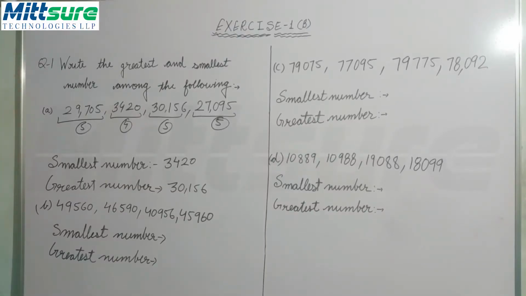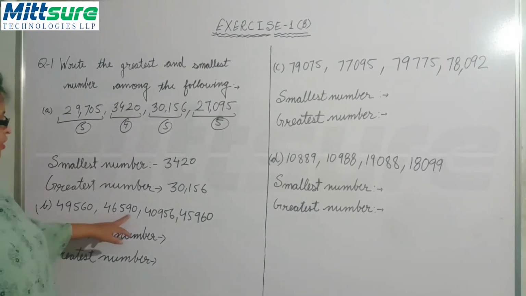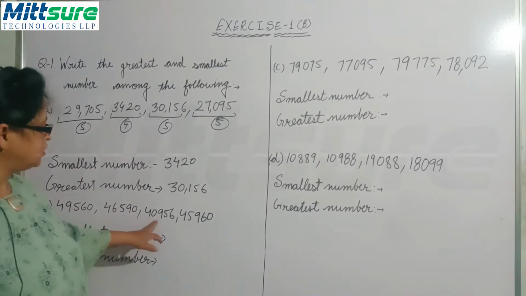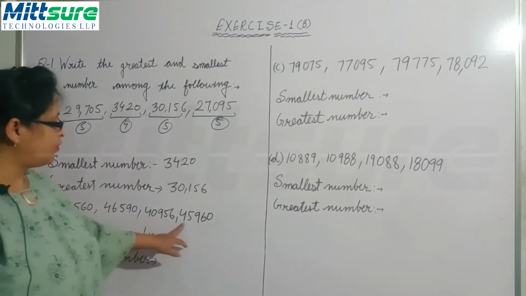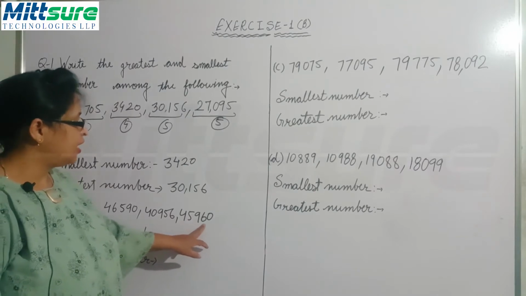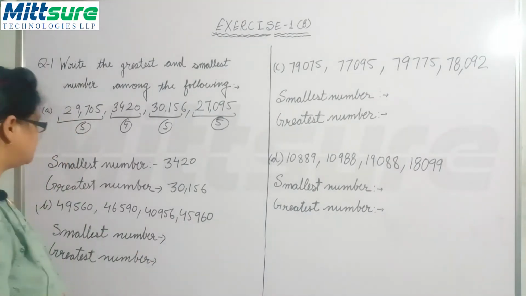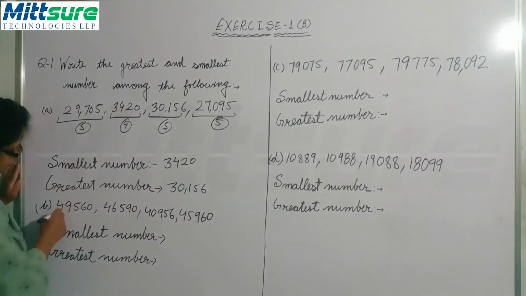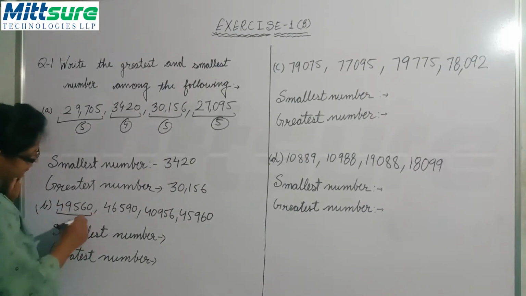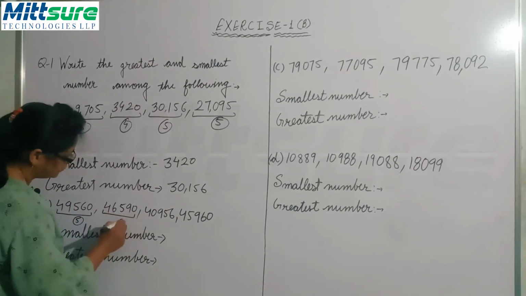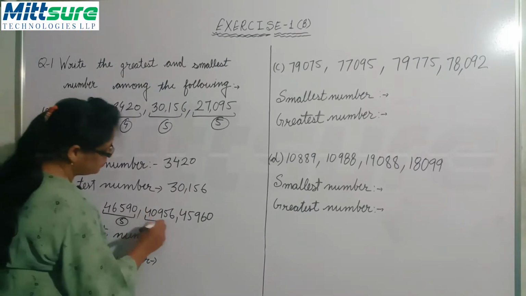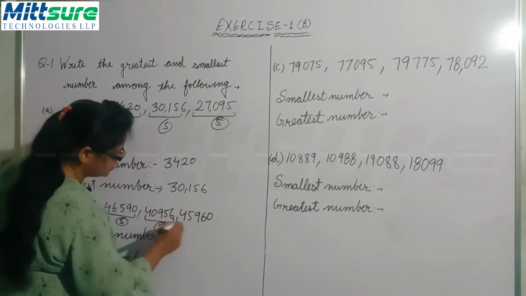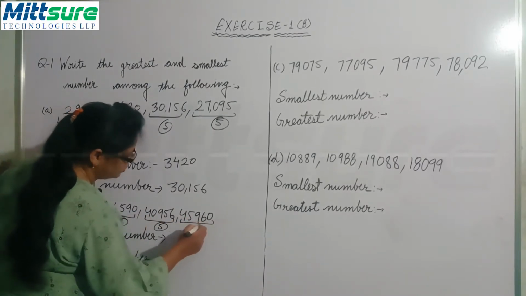The next one, that is B. This is 49,560, 46,590, 40,956 and 45,960. Now we are observing this number is having 5 digits. This number is also having 5 digits, this number is also having 5 digits and this number is also having 5 digits.